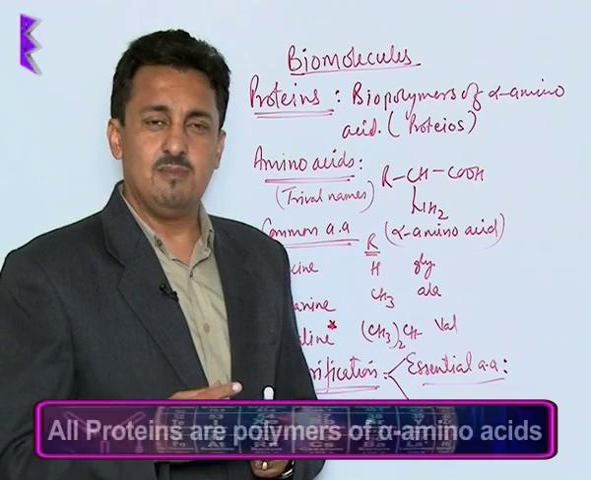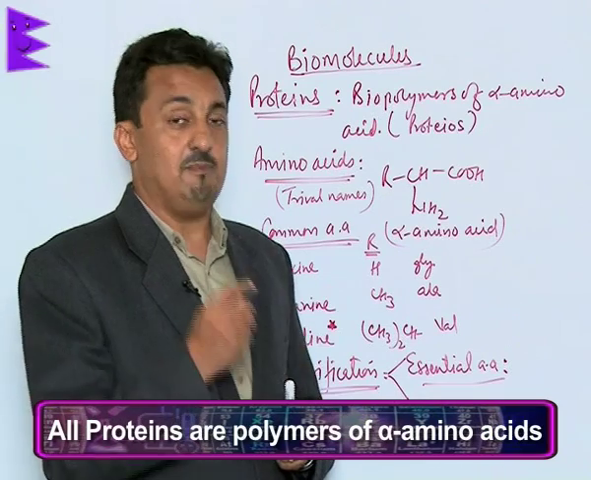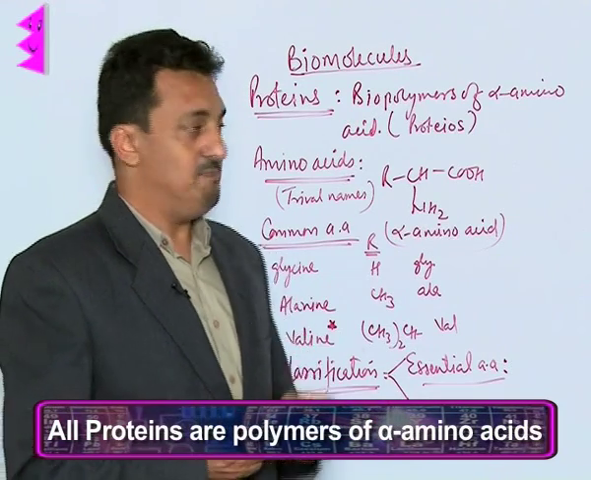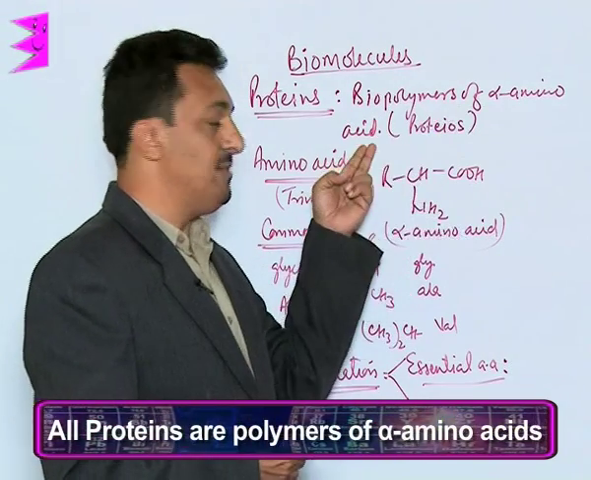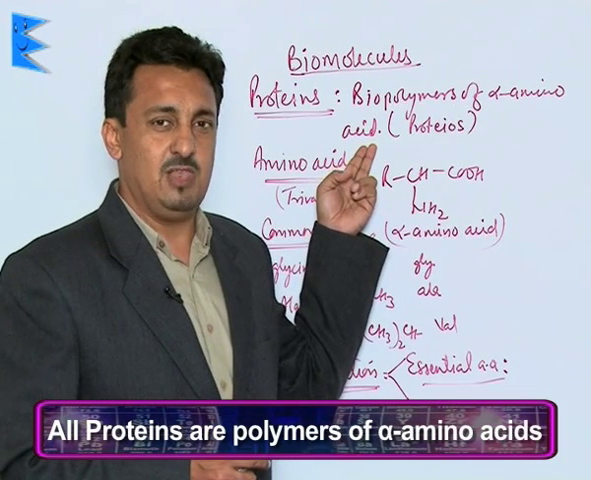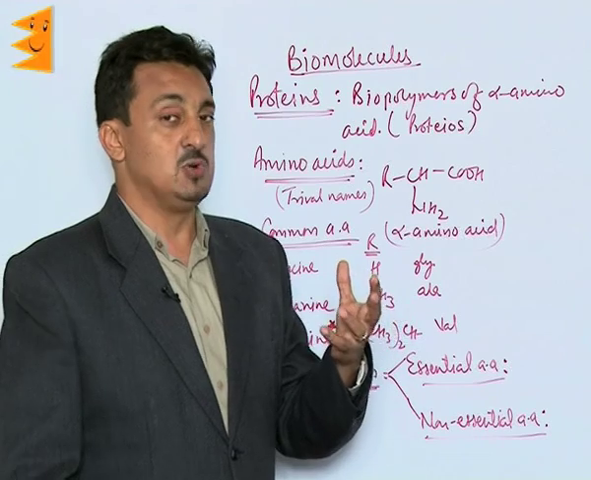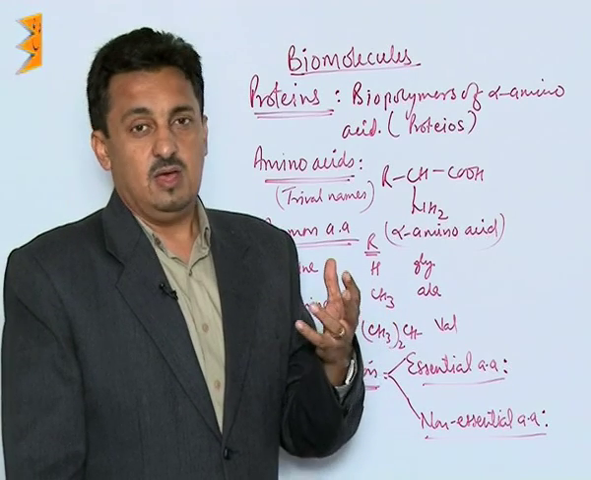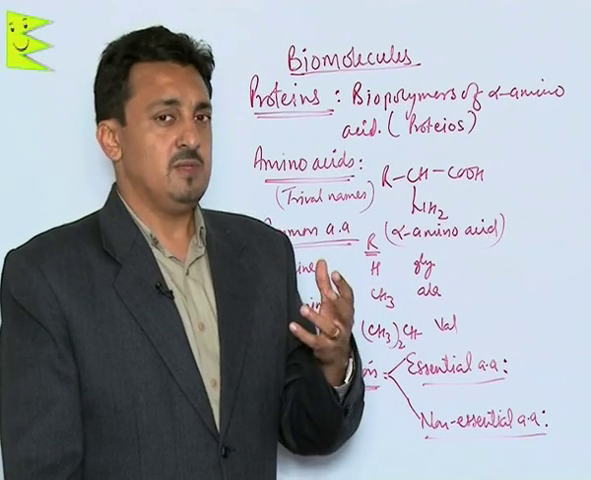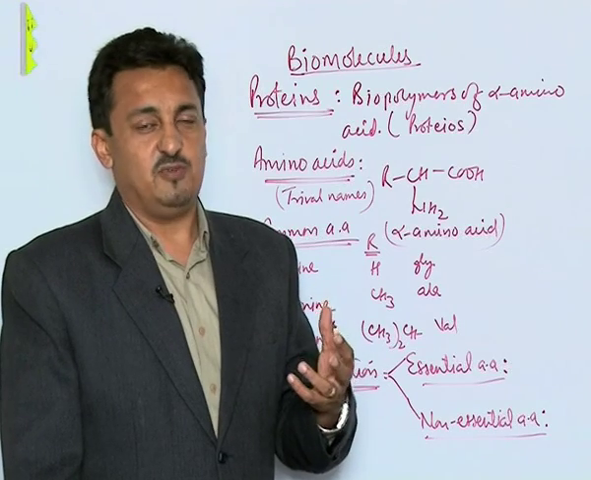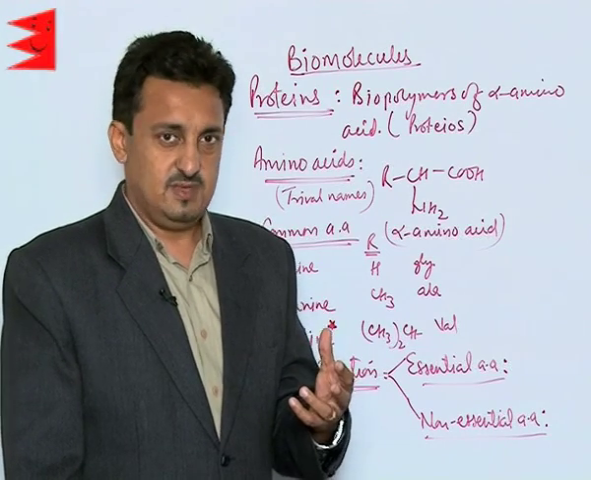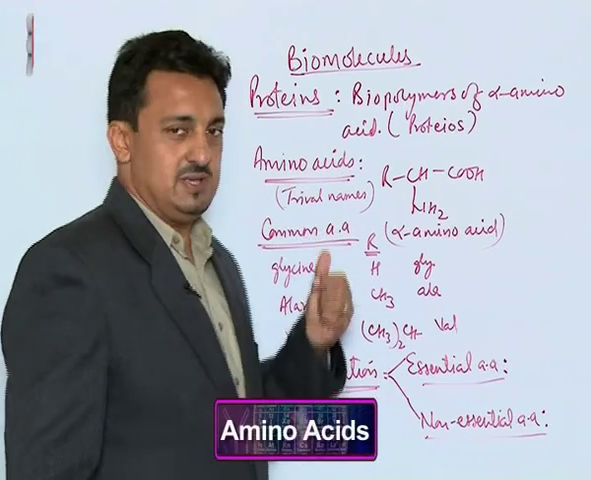Chemically, these proteins are biopolymers. They are biopolymers of alpha amino acids. So the monomers of these biopolymers are alpha amino acids. So in fact, if we want to study and understand the nature or the types of proteins, we need to understand first the amino acids. So let us first understand amino acids.